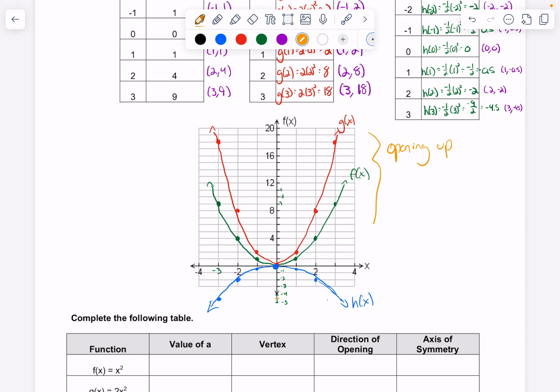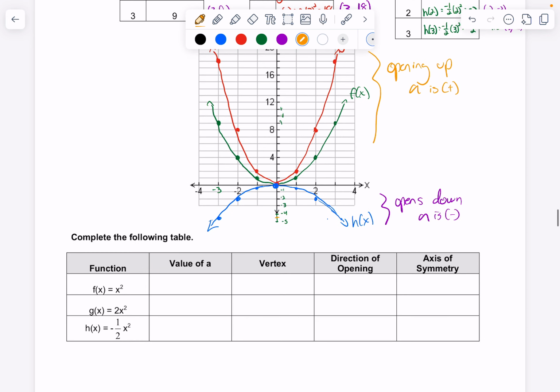So this one right here, this opens down. The a is negative. And here the a is positive. And that's why it opens up or opens down. All right. And again, I'm going to fill in this chart, but I want you to visually see it as we're filling in the chart. So let's fill it in right here.